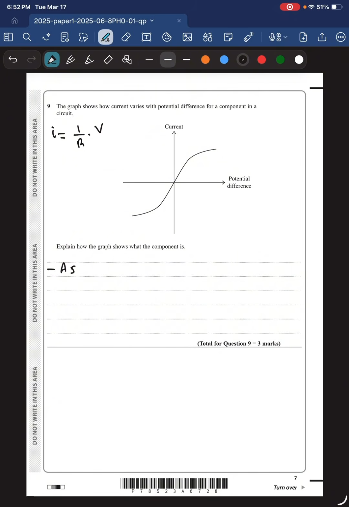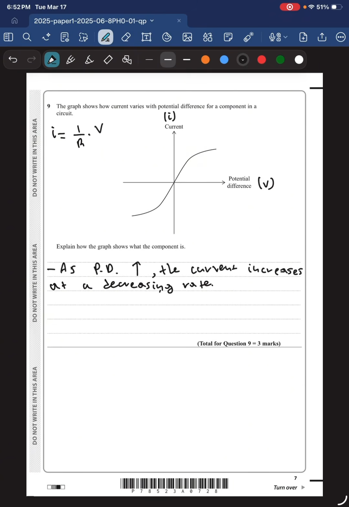So let's write as potential difference. Potential difference is V and current is I. As potential difference increases, the current increases, right? At a decreasing rate. What do we mean by that?